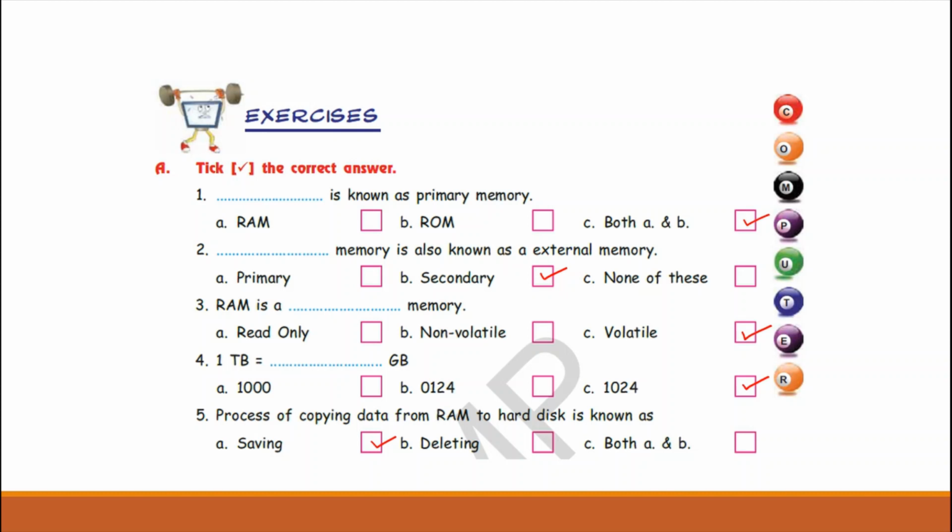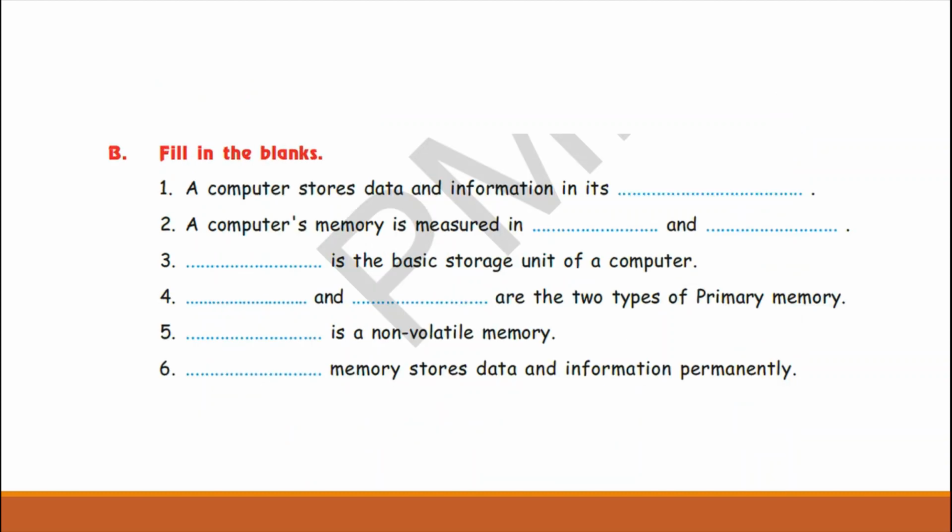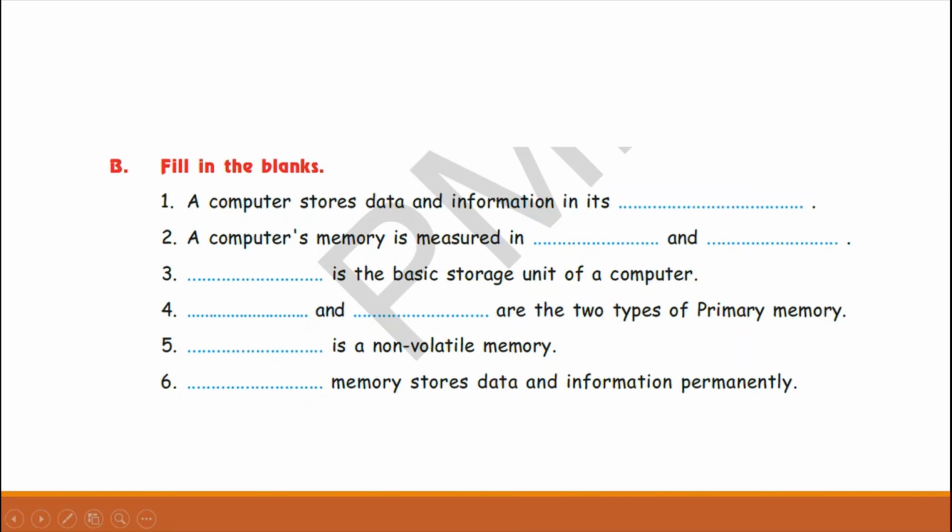Now let us see the next exercise. Your next exercise B is fill in the blanks. First, a computer stores data and information in its memory. Number 2, a computer's memory is measured in bits and bytes. Number 3, dash is the basic storage unit of a computer. Byte is the basic storage unit of a computer.